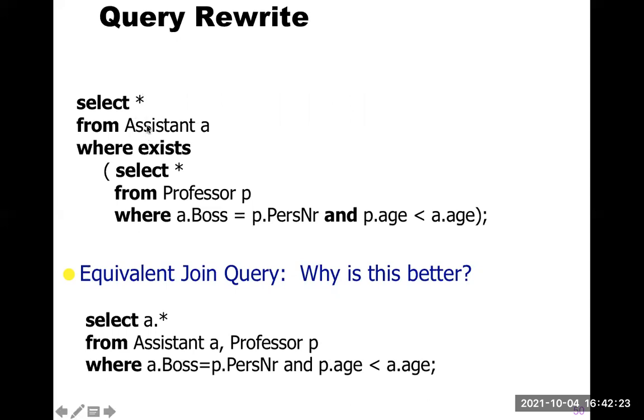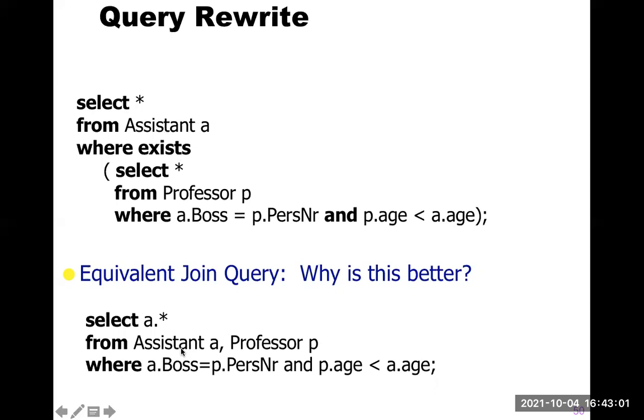I may find assistants who are older than their respective professors. So I try to search for an assistant such that there is a professor who is a boss for this assistant. So the professor's number is in the boss field for this assistant, and the professor is younger than the assistant. If I can find such a record, I don't output the professor's data, but only the assistant data. So I need only check existence.